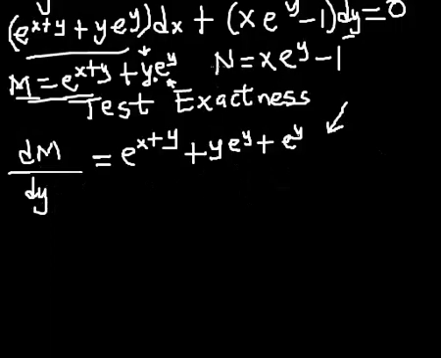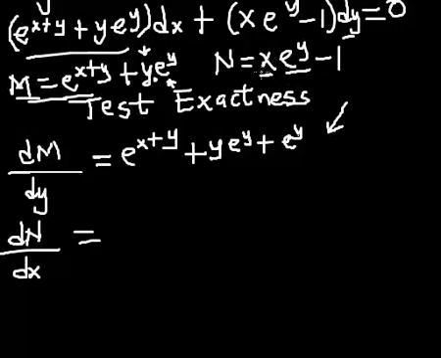Okay, so now let's do the same for N with respect to x, right? Of course, if I'm integrating x e^y with respect to x, the only thing I'm going to integrate here is x, because it's with respect to x. This e^y, I'm not integrating with respect to y, so I'll just write it the way it is, right?